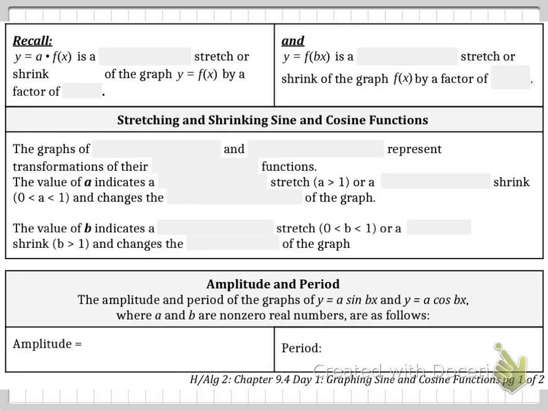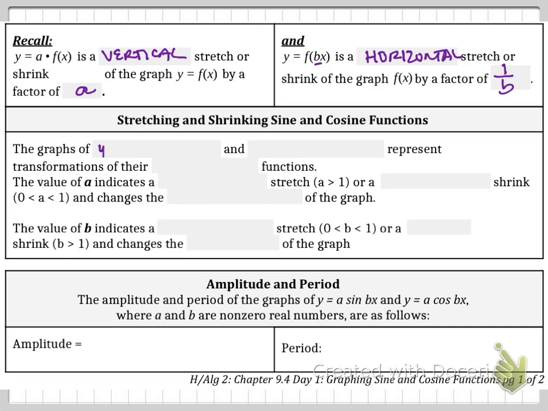Now that we know our parent graphs, let's take a look at stretching and shrinking sine and cosine functions. We have to recall that y equals a times f of x is going to be a vertical stretch or shrink of the graph y equals f of x by a factor of a. f of b times x is going to be a horizontal stretch or shrink by a factor of 1 over b.